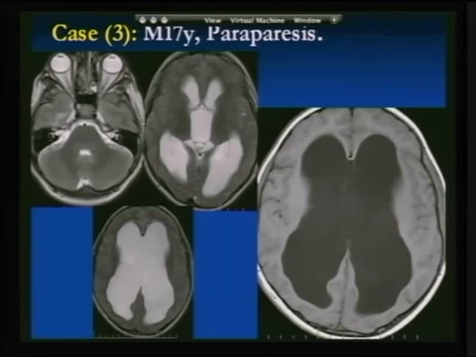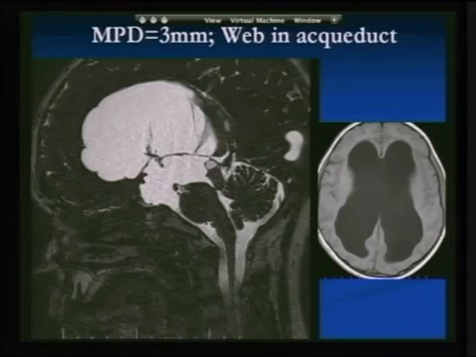Another case, a 17-year-old male coming for paraparesis. Again, ventricles dilated, no transependymal CSF permeation. The fourth ventricle is non-impressive. Perhaps there is an element of aqueductal stenosis. Actually, yes, the aqueduct is stenosed, but still no transependymal CSF permeation. It is nearly totally occluded. The mammillopontine distance is very narrow. It's 3 millimeters only.